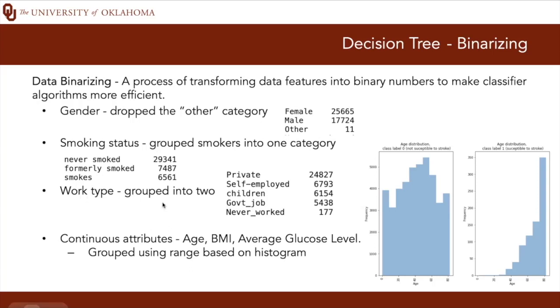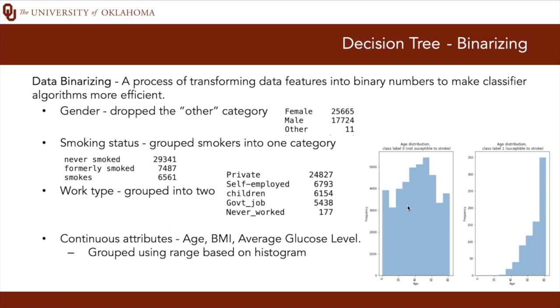And work type is the last categorical group we have, and it has 5 different categories. Since private outnumbers any of the other categories, we group the rest and we convert it to binary by saying either the work type was private or some other kind of employment. And finally, we have continuous attributes, which are age, BMI, and average glucose level. We convert them to a binary range based on the histogram that we plotted. Here is an example for the age distribution.